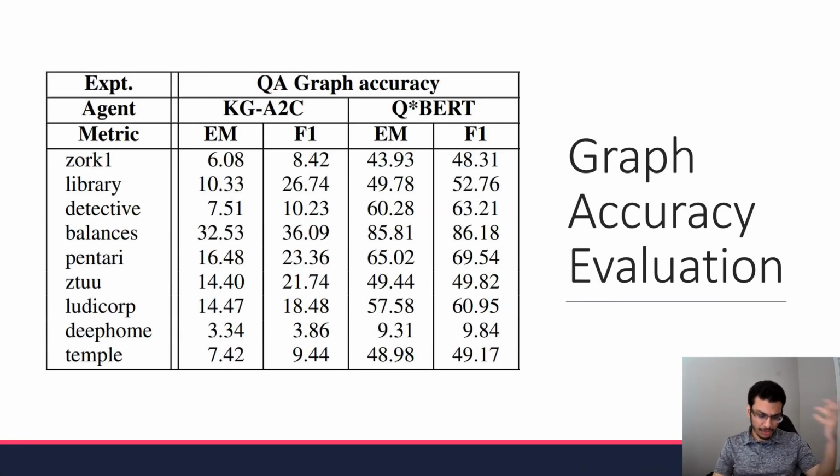So the first evaluation here is to look at how accurate the graphs are when comparing the rules-based method to the learned QA approach. There's no real surprises here, right? QBERT basically improved significantly on prior methods in terms of having better quality graphs.